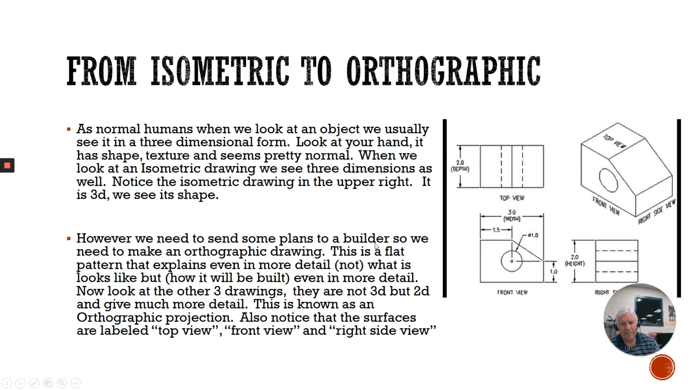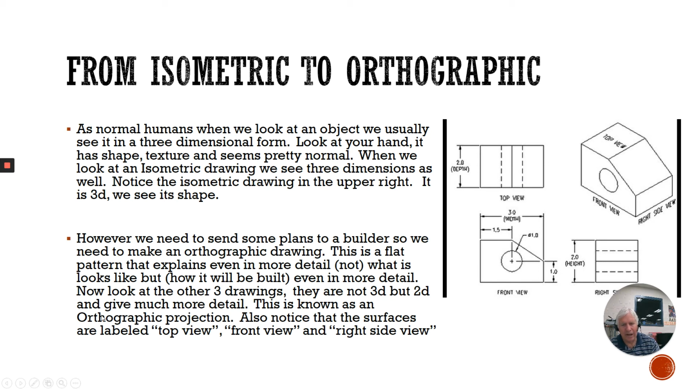We need to send some plans to the builder, so we need to make an orthographic drawing. This is a flat pattern that explains even more in detail, not what it looks like, but how it's built, even in more detail. Now look at the other three drawings. These three right here are not in 3D. This is a 3D. These are not 3D. This is a flat 2D pattern. And it gives you a lot more detail when you divide it up like this.